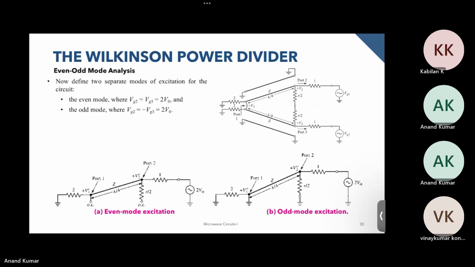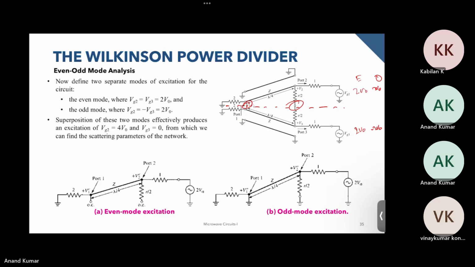And in both these cases, at these junctions, the circuit assumes different values, and according to that we split the circuit. If both of them are 2 V naught, this particular port will become open circuit. We'll see how that happens in the coming slide.